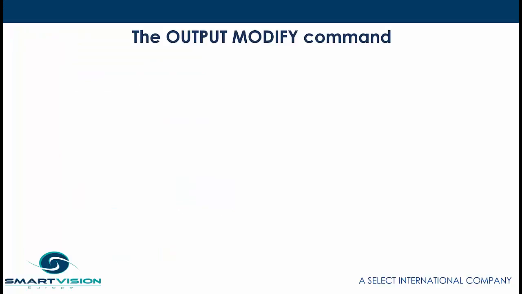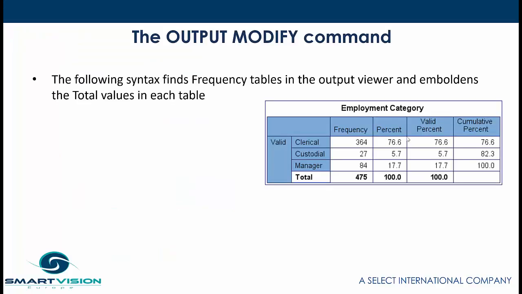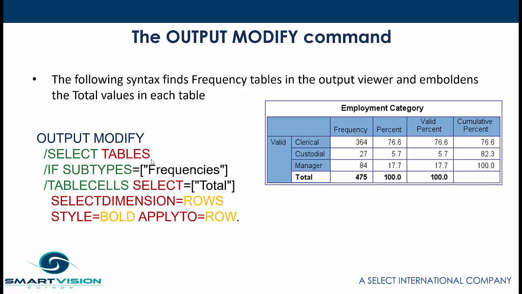And lastly, one more example of the output modify command. The following syntax will find frequency tables in the output viewer and embolden the total values in each table. So this is output modify, where we're actually asking it to look for a particular type of object. You can actually search for any sort of object that's given a label, whether it be a crosstab or descriptive tables or anything like that. In this case, it's looking for frequency tables. And it says find within these tables the element total and apply the style bold to that on a row basis. So if there's a total appearing in the row, it will embolden those values.